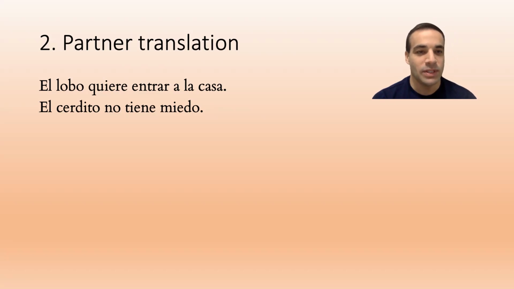El cerdito no tiene miedo. Then it's partner A's turn to translate and read the next sentence, and so forth. Students do this as fast as they can. Partners can put their thumbs up when they finish. When everyone's done, or most everyone, the teacher asks if they want to check the meaning of any words.